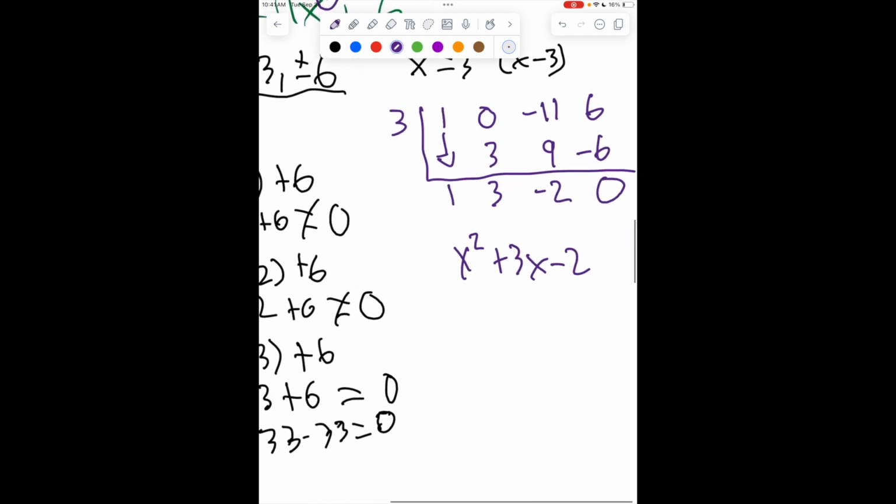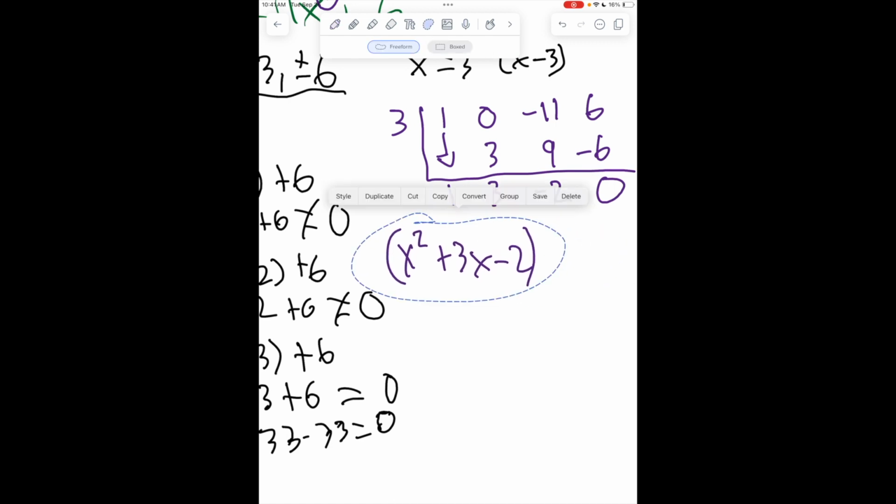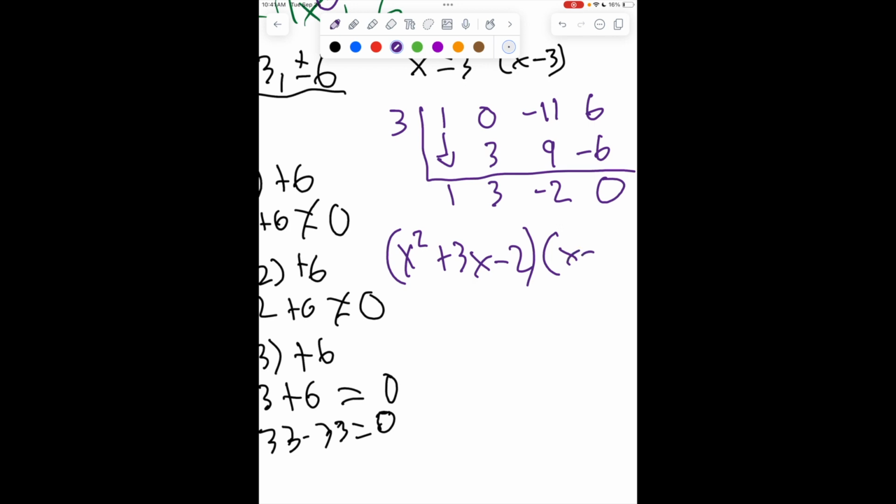And now I'm thinking, all right, I've got this, and I've got my initial x minus 3 that I already calculated. And now I'm going to say, all right, can I get two numbers that multiply to get negative 2, but add to get 3?